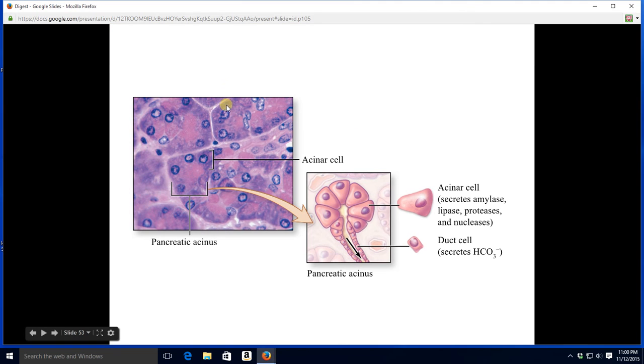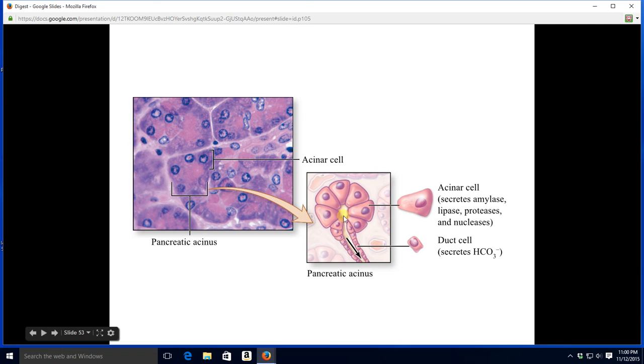So if we zoom in on the histology of the vast majority of the pancreas, we're going to see these little spheres, these little balls of cells. Each little ball of cells is called an acinus, plural are acini. So the cells in here are acinar cells. Acinar cells make enzymes, amylases, lipases, proteases, nucleases, things that will break down starch, fats, proteins, and nucleic acids.